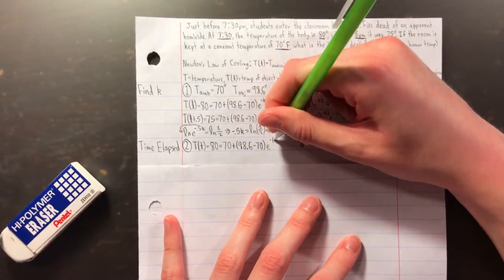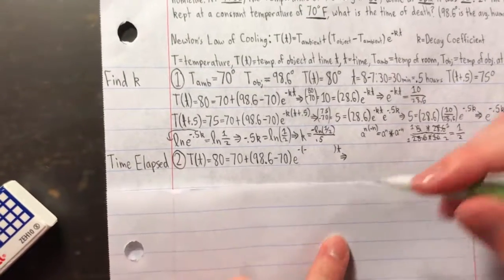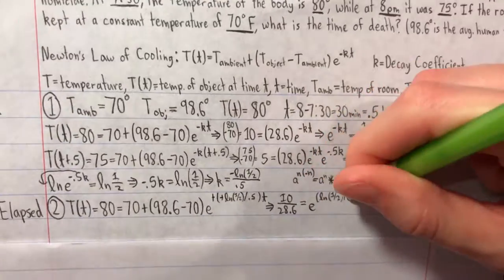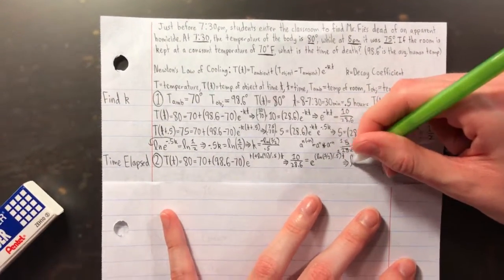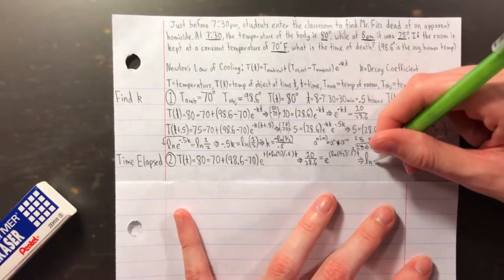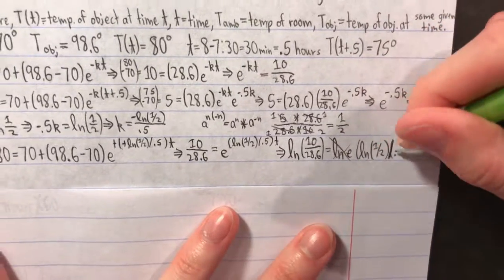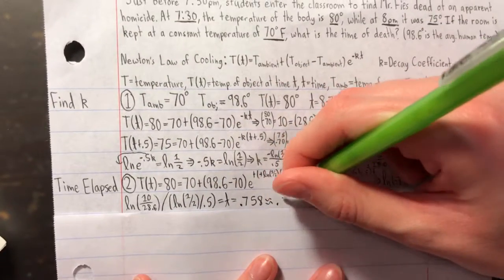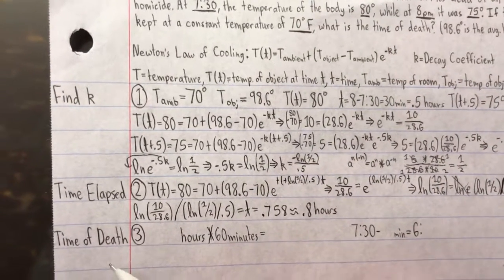Now, since I know k, I can input it into my first equation. Now, similar to as we did above, we must take the natural log of both sides to get rid of the e. Now to find t, 0.8 hours. The time of death.